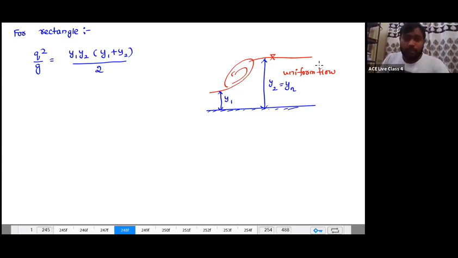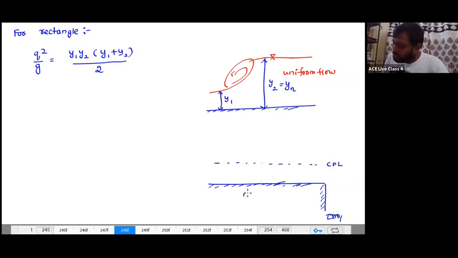For example, listen, if this is a channel bed and there is a sudden drop in the channel bed, you know that whatever this line is, there is going to be the CDL. Let's take the slope as a mild slope. Whatever this line is, there is going to be the NDL. I hope you remember this, yes?